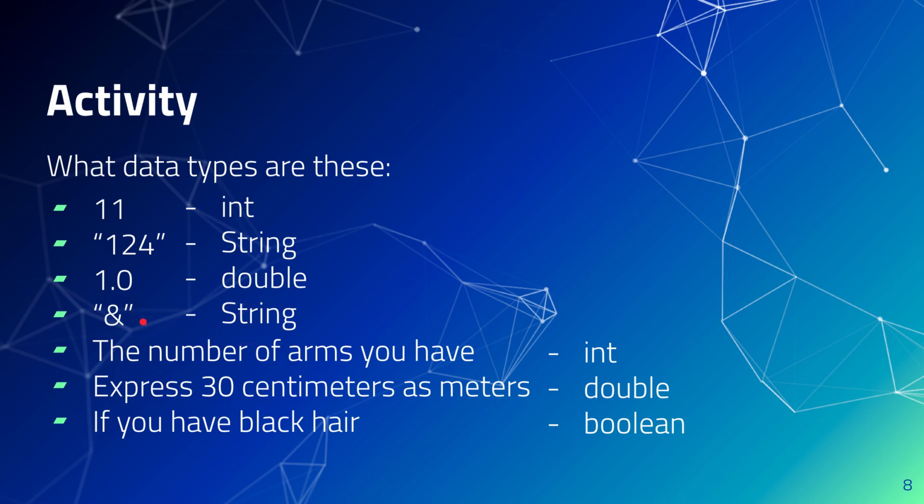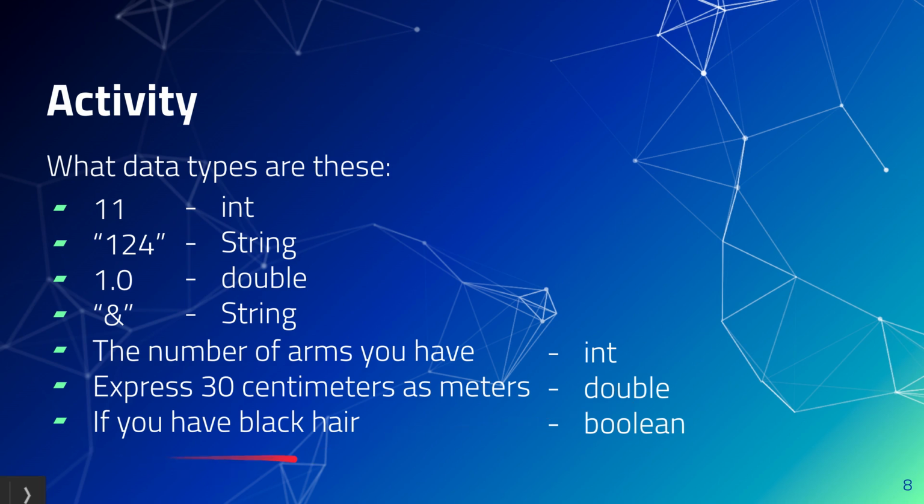A string can have as many characters as long as it is enclosed by these double quotation marks. Now we have the number of arms you have. This would be an integer because you can't really have 2.4 arms or something like that. If you were to express 30 centimeters as meters, since there's 100 centimeters in 1 meter, 30 centimeters would be 0.3 meters, so that would be a double.